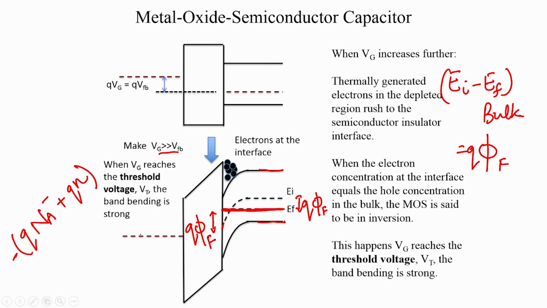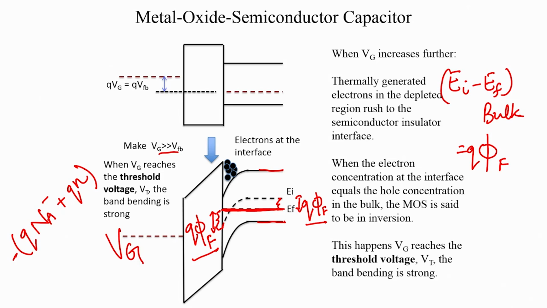So, let us say we have applied a gate voltage. At some particular gate voltage, the band bending is such that the modulus of the difference between Ei and Ef is the same as the difference between Ei minus Ef in the bulk. So, let us say this is q phi f, and at some particular gate voltage this difference also becomes q phi f. At this gate voltage we say that the MOSFET has reached threshold voltage or threshold operation.